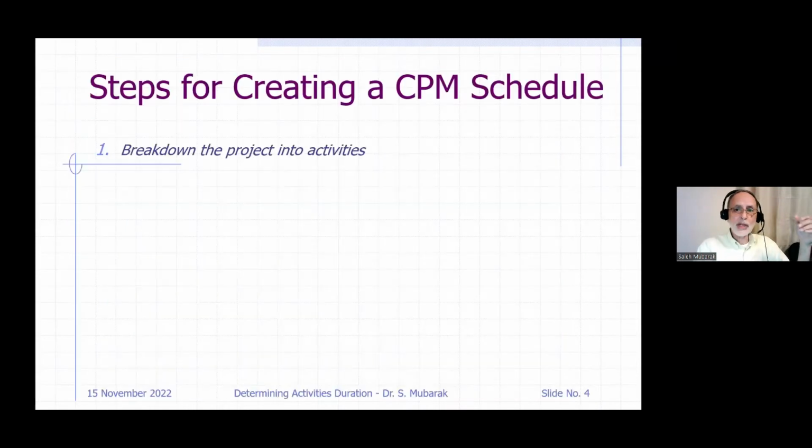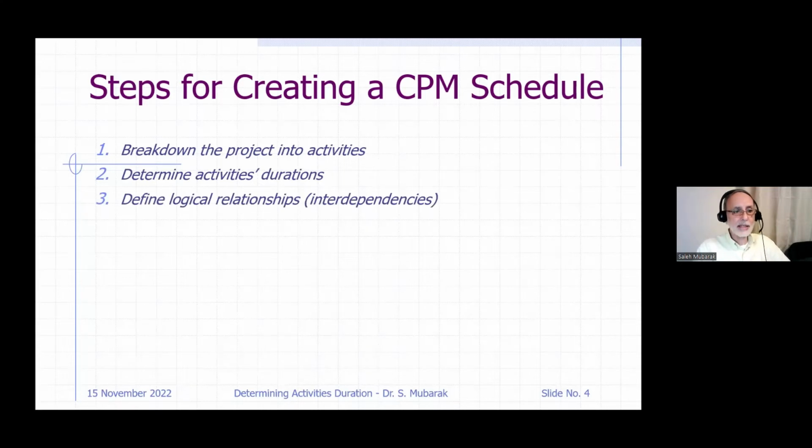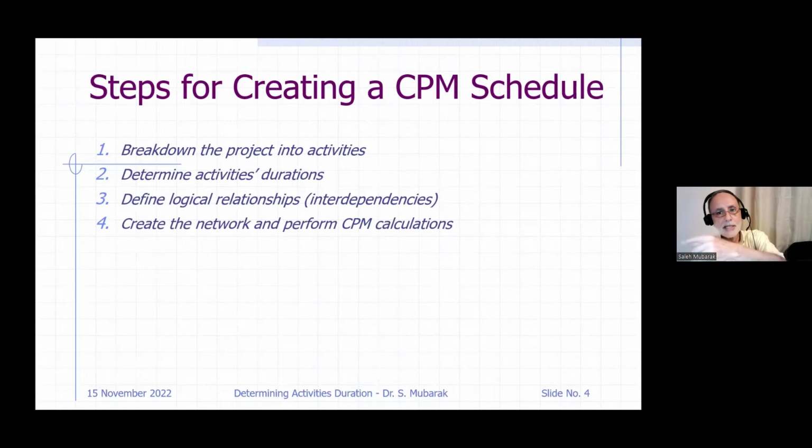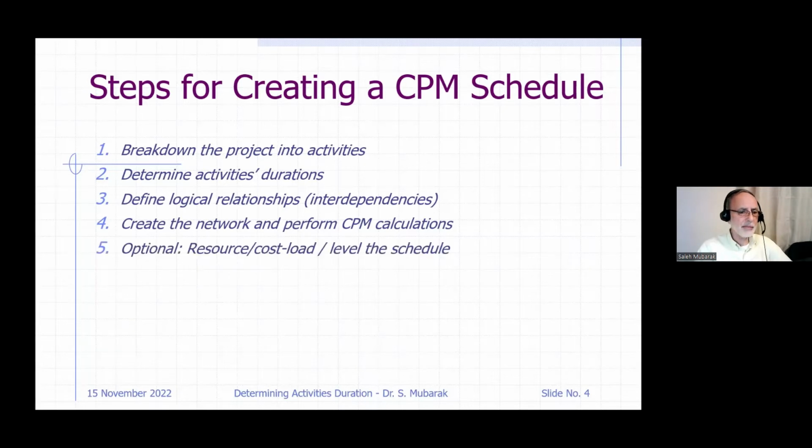All right. So when we create a schedule, we go through these 10 steps. I'll go very quickly, one by one. Break down the project into activities. I like to follow the CSI MasterFormat, but you don't have to. And then we determine activity durations. We define the logical relationships among those activities, the interdependencies. And then we create the network and perform the CPM calculations, the forward pass, the backward pass. We identify, of course, the critical path. We calculate the floats for every activity. And then, as an option, you don't have to do it, but it's highly recommended, we load the schedule with cost or resources.